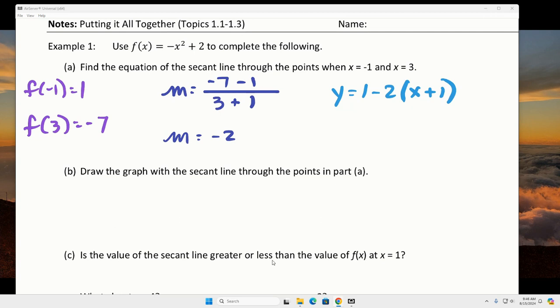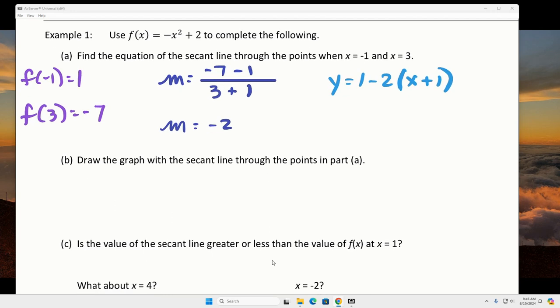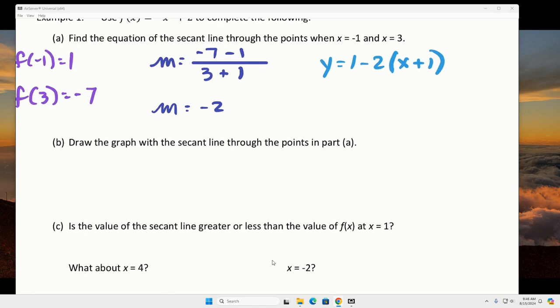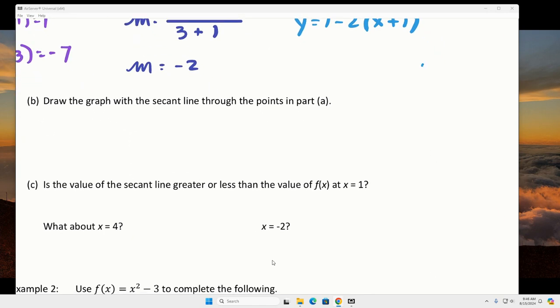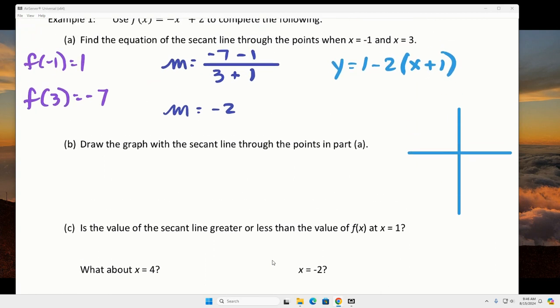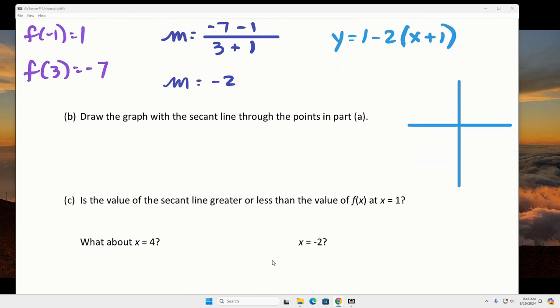All right, and then the B and C part is the new part. And so what we're going to do on B is just draw a rough graph of this function with the secant line going through it. And so I know some points on the function. I know when x is -1, y is 1. And when x is 3, y is -7.